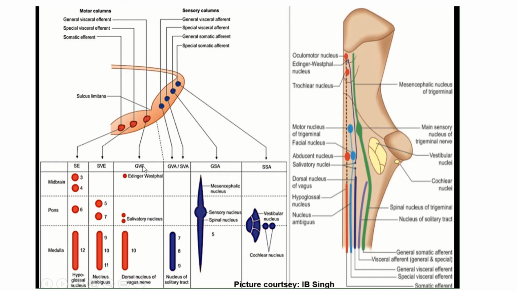This column is responsible for supplying the smooth muscles and the glands of the body. The nuclei of this column are: first is the Edinger-Westphal nucleus. This nucleus lies in the midbrain in close association with the oculomotor nucleus. The fibers of this nucleus pass through the oculomotor nerve and relay in the ciliary ganglion to supply the sphincter pupillae and the ciliaris muscle.